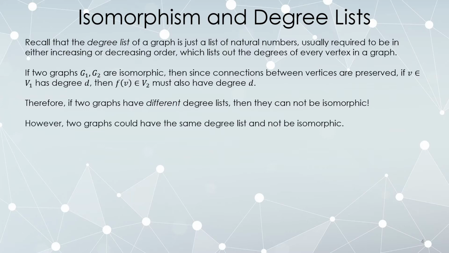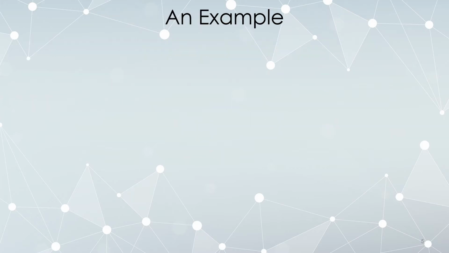However, this is not actually a sufficient way to check for isomorphism. It's possible for two graphs to have the same degree list but not be isomorphic. So this does provide a quick way to verify that two graphs are not isomorphic. But comparing degree lists does not tell you if they are.